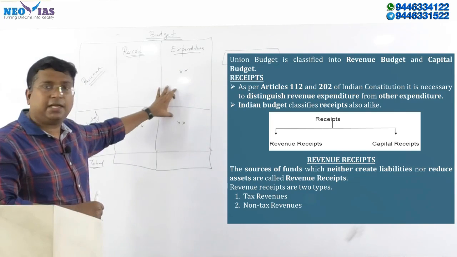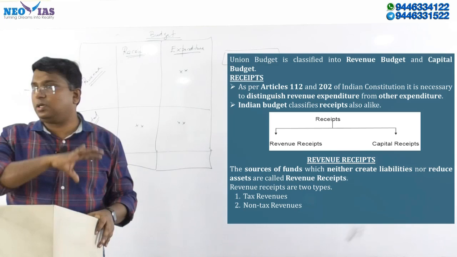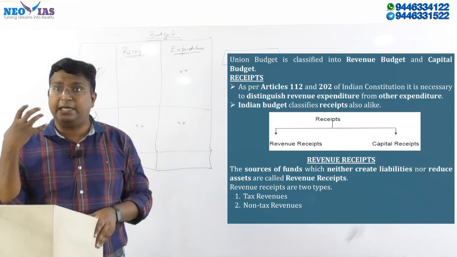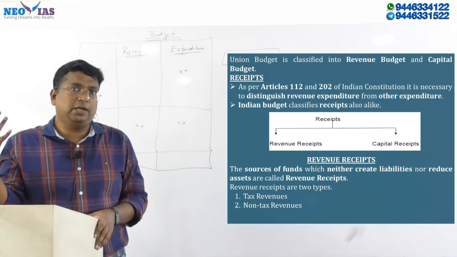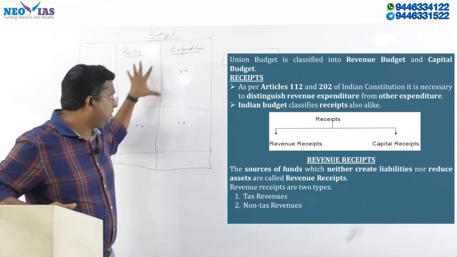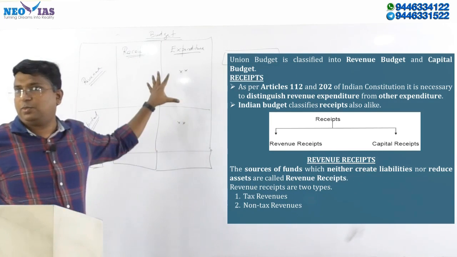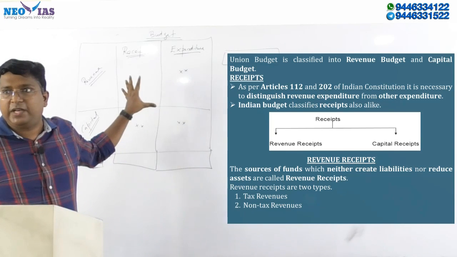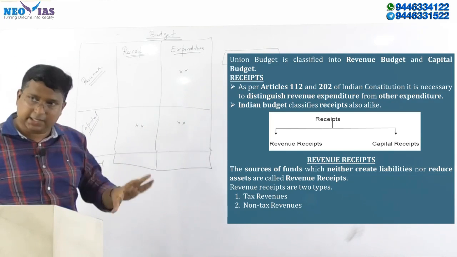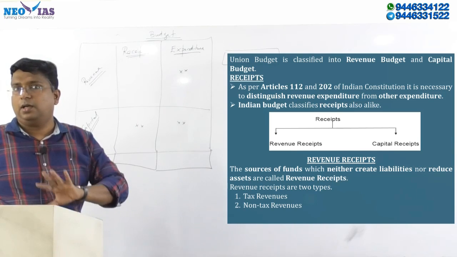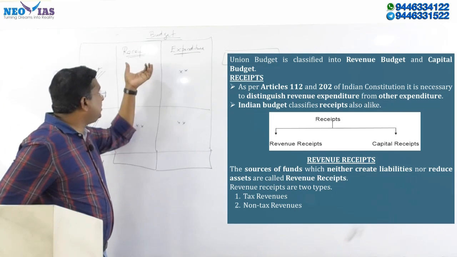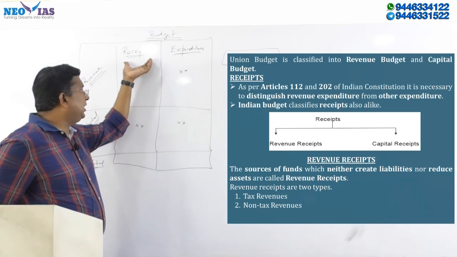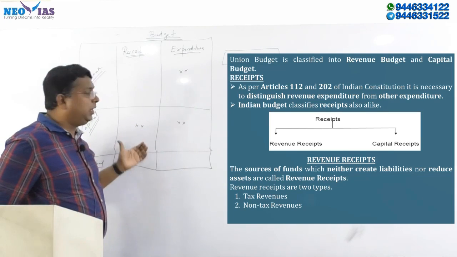There are many components. If you know the components, don't memorize them by heart, understand them, and you can answer any question. More than 10 questions have been asked from this figure alone. So be very clear, understand it here now, with the class itself, and try to solve the questions. We'll start with receipts. First we will deal with revenue receipts and then we'll move to capital receipts.